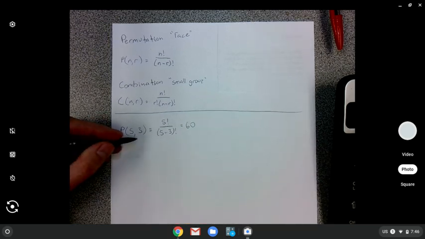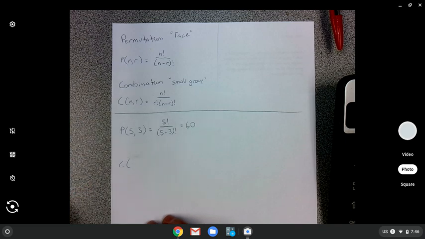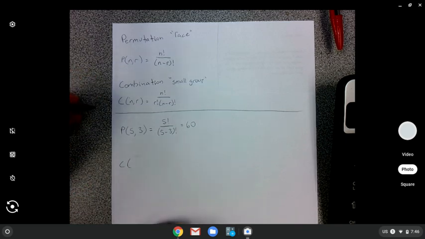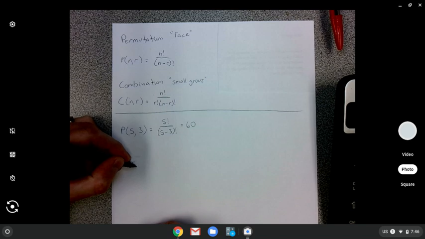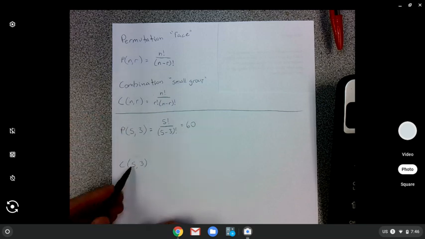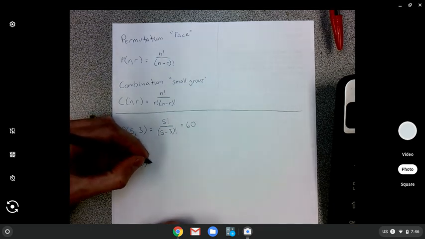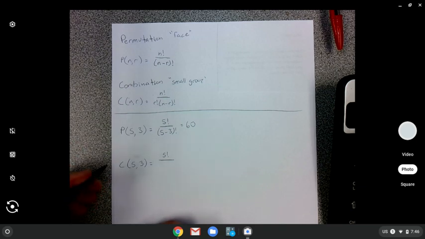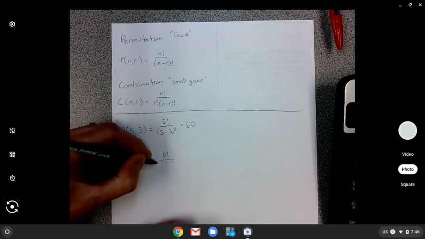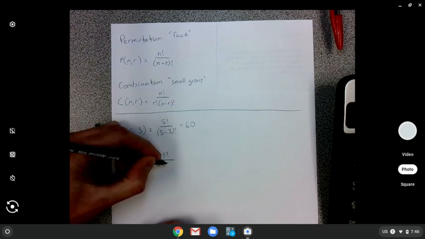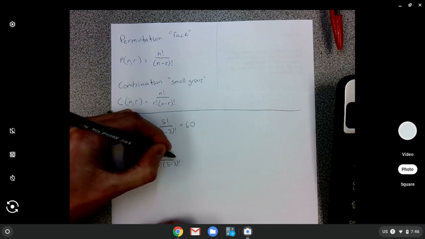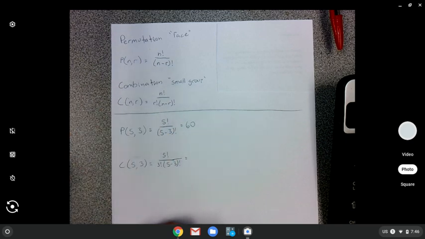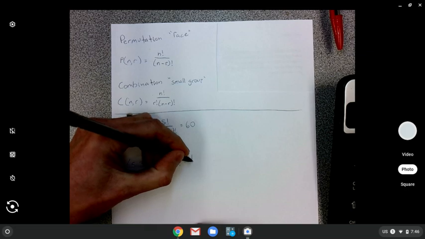So let's say instead of getting first, second, and third, I'm just choosing. Oftentimes you'll see the word choose with a combination. So let's say I choose 3 out of my 5 runners to get ice cream. I don't know. Again, it's early. My creativity is low. So now I'm going to go 3 factorial and 5 minus 3 factorial. And that's going to be 10.